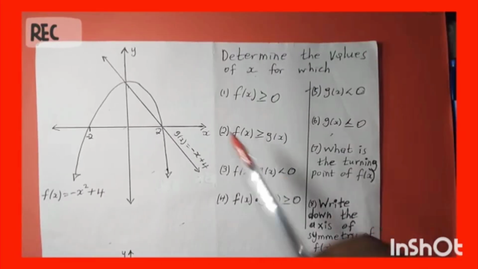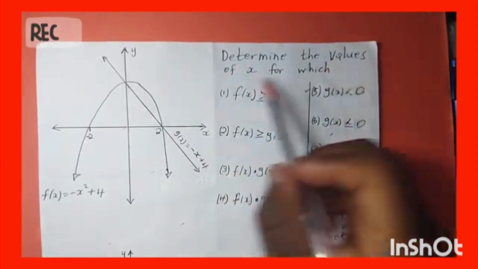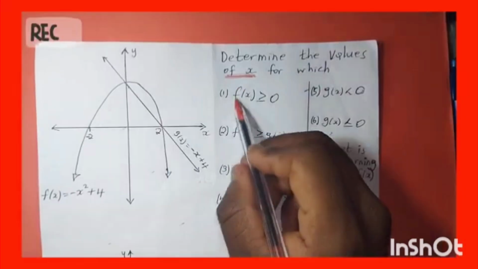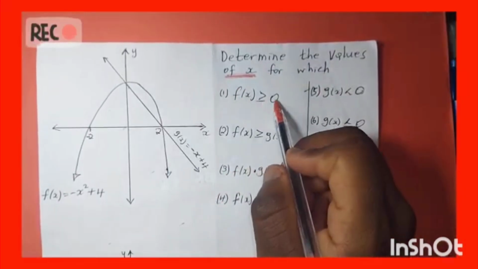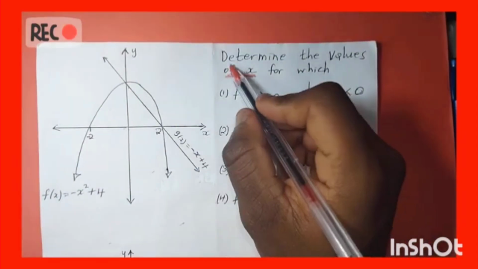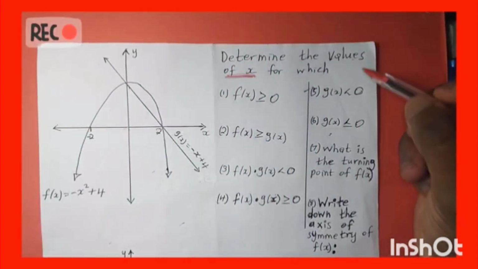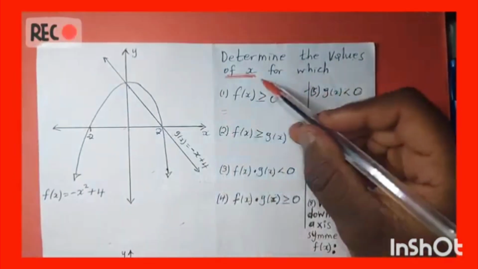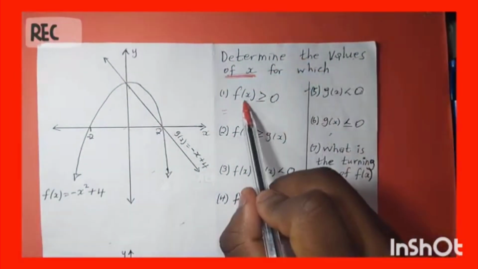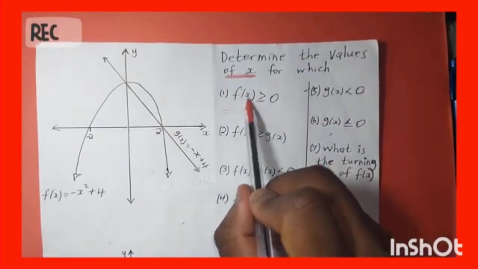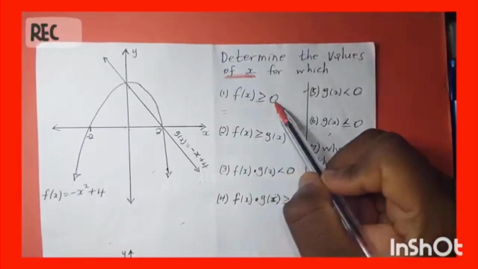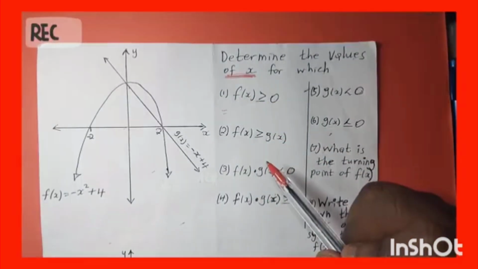Us in a test. Some will say the question: determine the values of x for which the graph of f of x is greater than 0. First of all, you should understand the question. They say determine the values of x, meaning your conclusion should be based on x values. But now they want you to check the x values for which g of x is greater than 0. What does this mean to you?